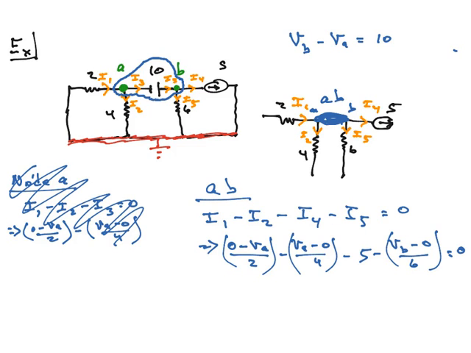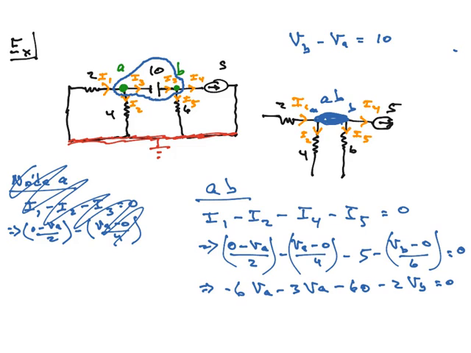All right, what can I do now? Well, first let me get rid of this denominator, if I can. So the denominator, I need a number common to 2, 4, and 6. I'll call it 12. So I'll multiply everything by 12. So 12 divided by 2 is 6, so minus 6 VA. 12 divided by 4 is 3, so minus 3 VA. 12 times 5 is 60. And 12 divided by 6 is 2, so 2 VB is equal to 0.